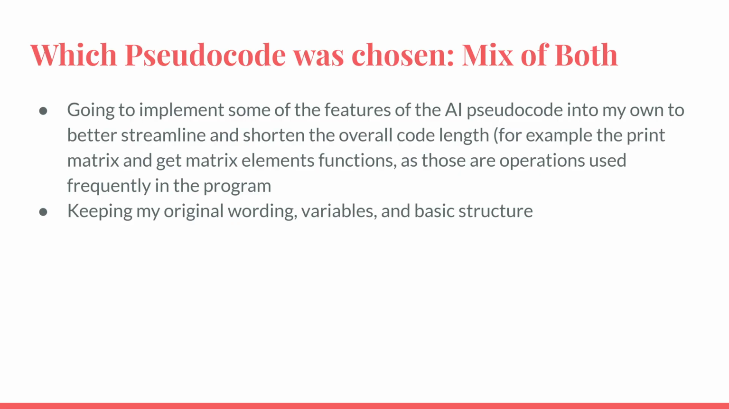For example, I'm going to be adding in a print matrix function similar to the AI pseudocode and get matrix elements, since those are operations that are used multiple times in nearly every case within the program. And I'm also going to implement the structure of how they print the matrices, adding in the lines and the spacing to make it a little more legible for the user.